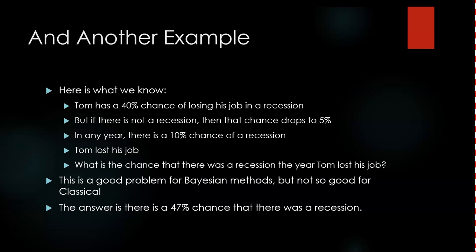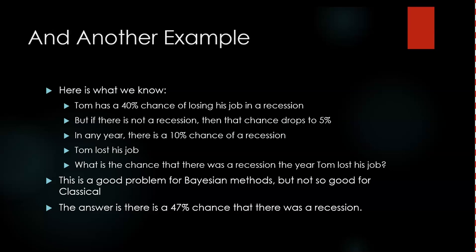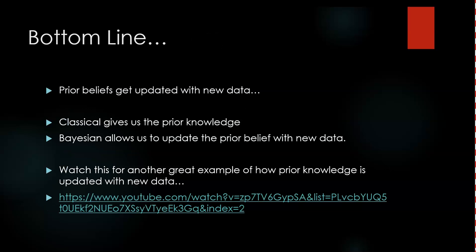Well, again, through a series of calculations that I'm not going to go into here, when we combine all those metrics together, the 40%, the 5%, and the 10%, we can determine that there is a 40% chance that there was a recession the year that Tom lost his job. And that's an example, by the way, of one that's not so great for classical statistics, but really great for Bayesian. So the bottom line: prior beliefs or prior information get updated with new data under Bayesian methods.